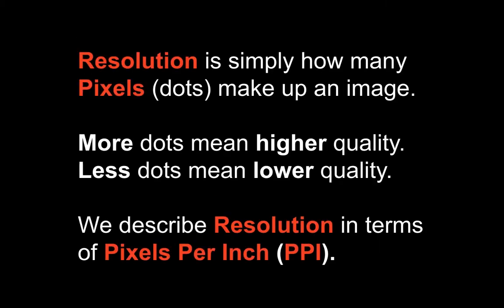Resolution is simply how many pixels make up the image. More dots means a higher quality, less dots means a lower quality. We describe resolution in terms of PPI, or pixels per inch.